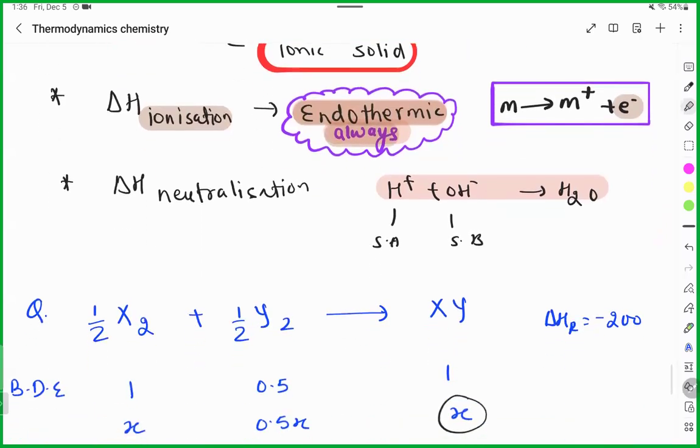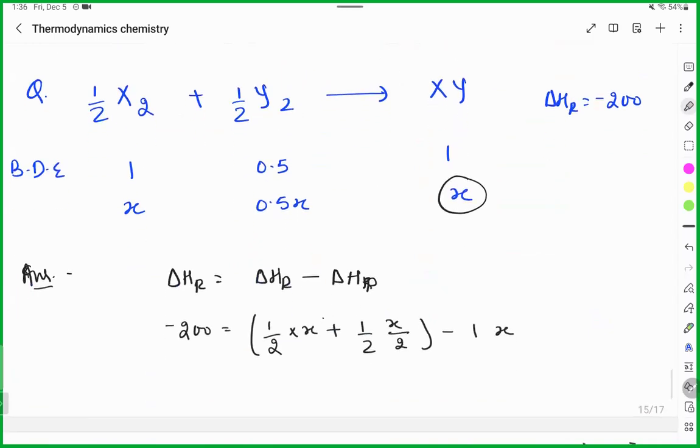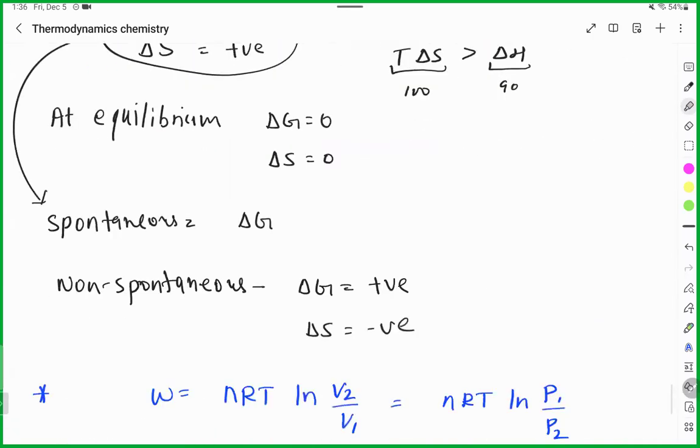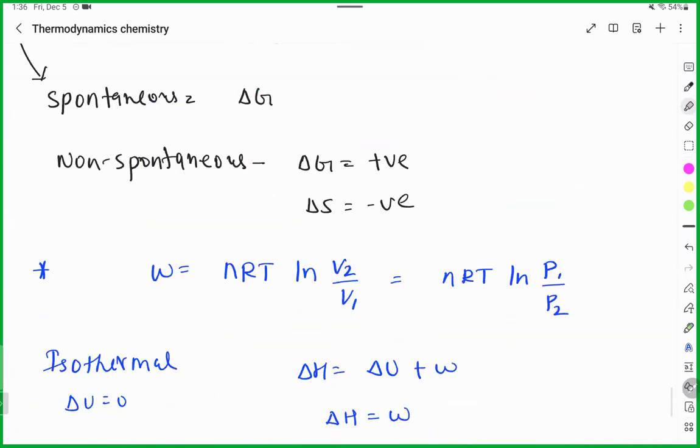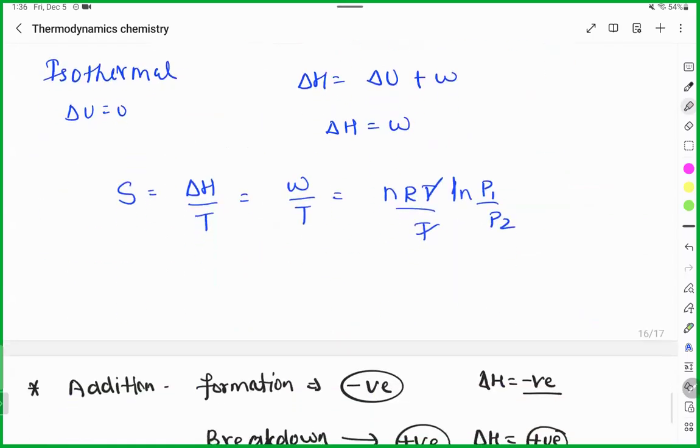This energy is always negative. Last, neutralization energy. You have a positive ion, for example H positive, and a negative ion OH negative. Combined, they will form water. It's like an acid reacting with a base to form salt and water, right? Acid reacts with base to form salt and water. This topic is done.